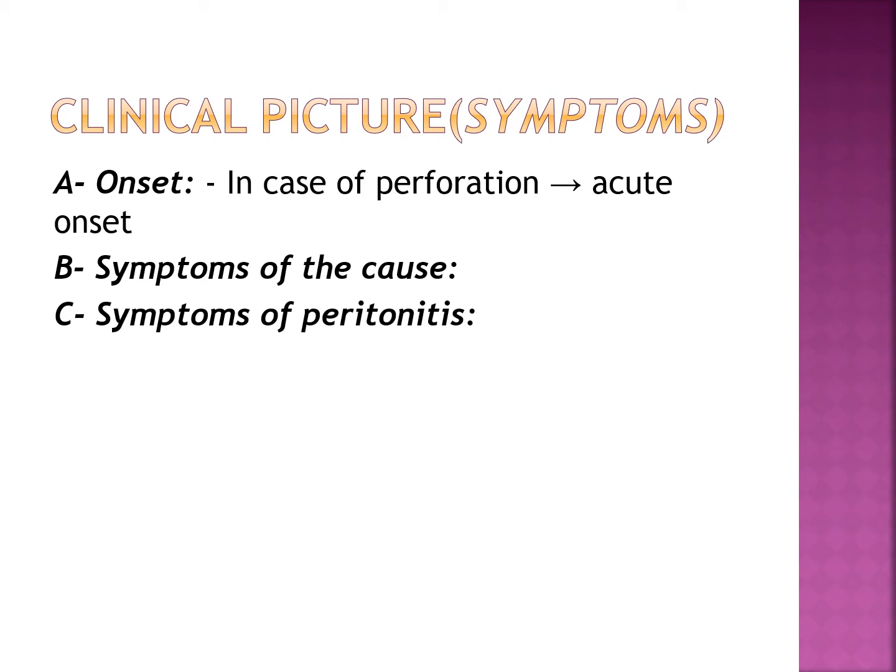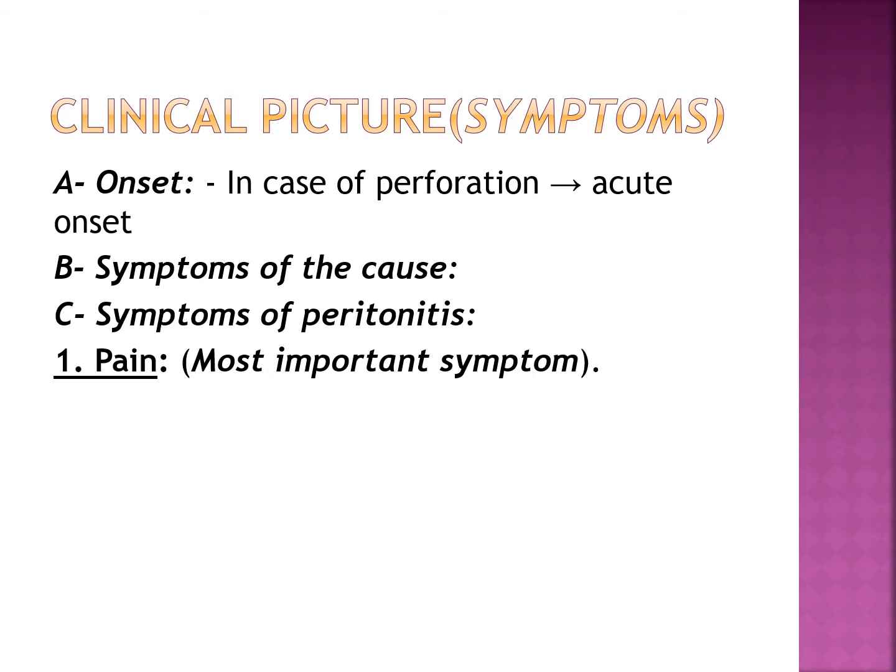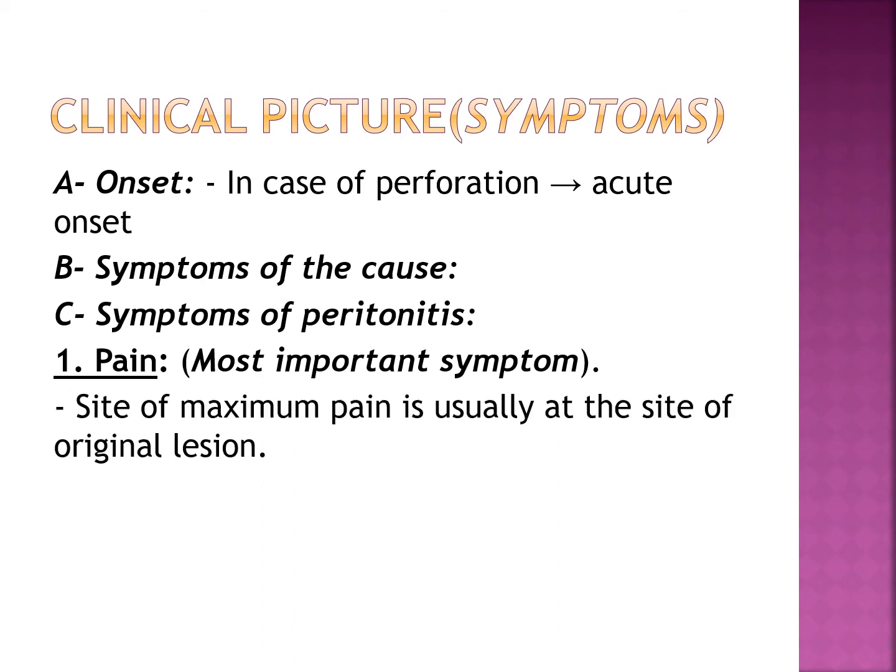Okay, what would be the most important symptom of peritonitis? Yes, pain. Pain is the most important symptom. And pain will become maximum at the site of initial pathology. For example, if it is due to perforated appendix, it will be in the right iliac fossa. If it is due to perforated duodenal ulcer, pain will be mainly in the epigastrium.